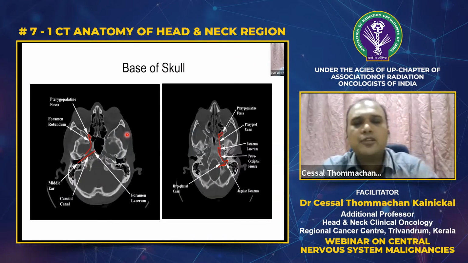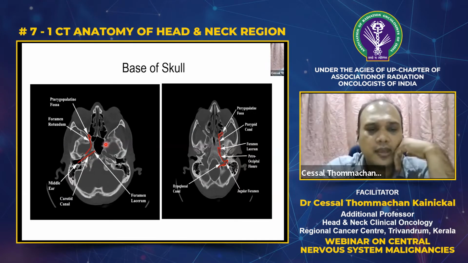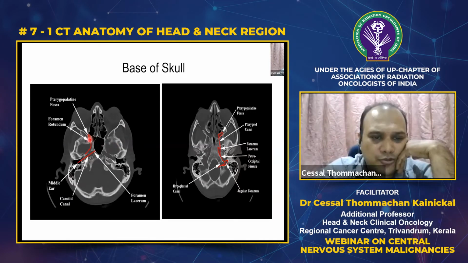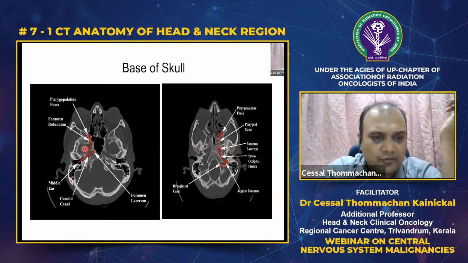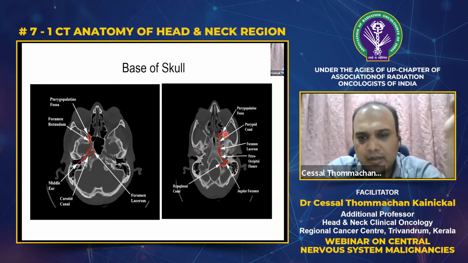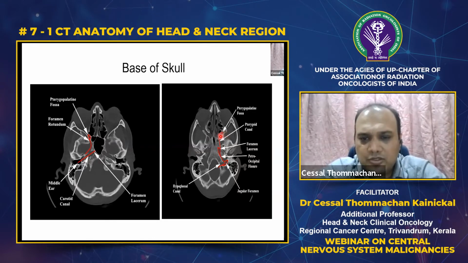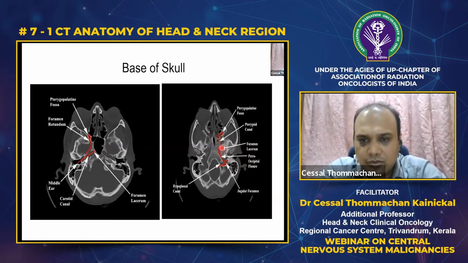Okay, so coming to the connections again. One more: this is the pterygopalatine fossa. Again, I will show you. This is again a revision. From the pterygopalatine fossa, it enters the middle cranial fossa through the foramen rotundum. And the pterygopalatine fossa is connected to the foramen lacerum through the pterygoid canal.